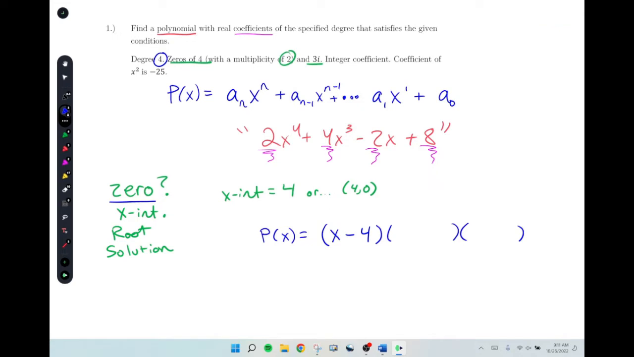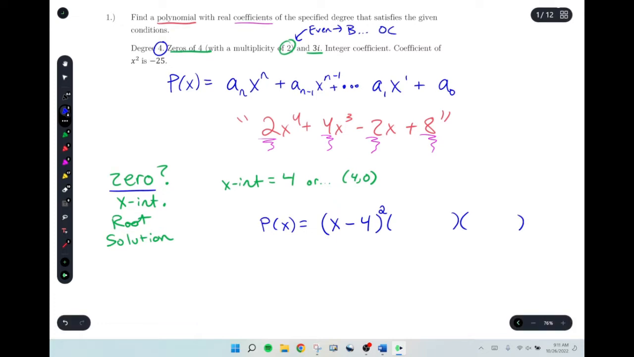Ooh, and they give us our multiplicity. Remember what that means? Little tiny number up there. And we know 2 is even, so this is just a side note, even though it isn't going to play into this problem. Even means, what does it do at that x-intercept? Even bounces, odd crosses, right? That's not coming into this problem, but it's just a note. Even multiplicity at the x-intercept of 4, it's going to bounce off the x-axis.